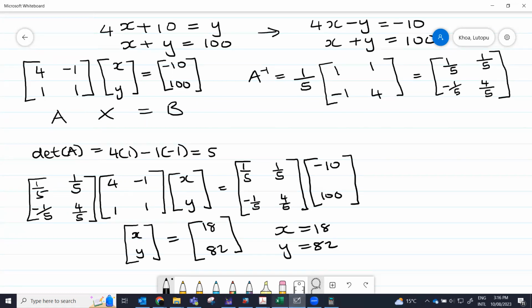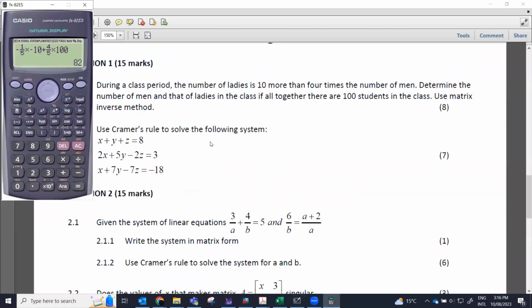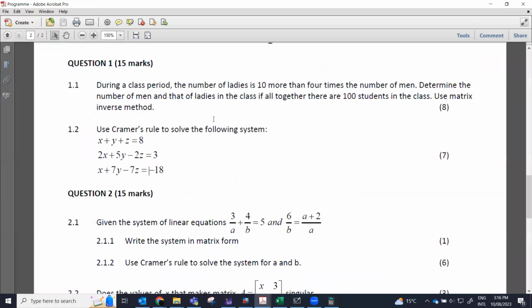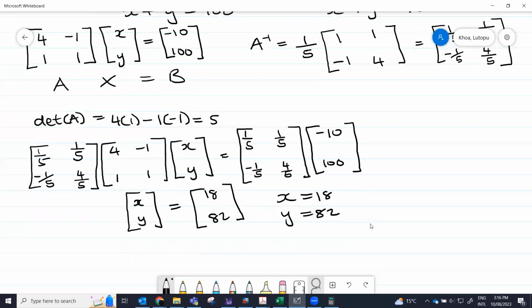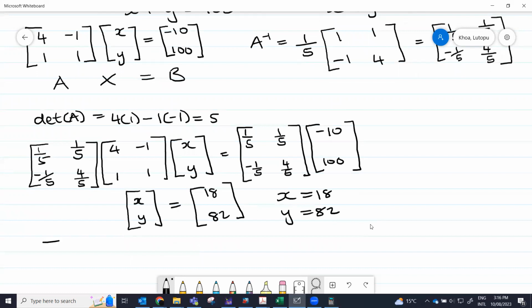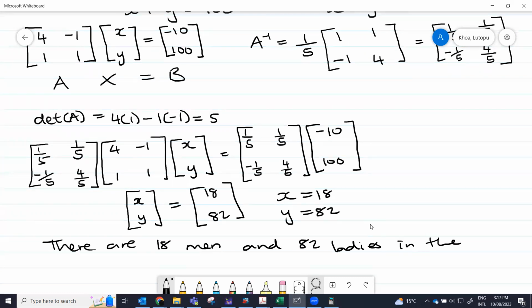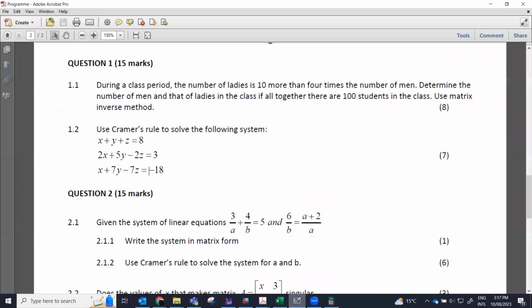So now you have to remember what the question said. The question said, determine the number of men and that of ladies in the class. So you should end by saying there are 18 men and 82 ladies in the class. Okay, next question.